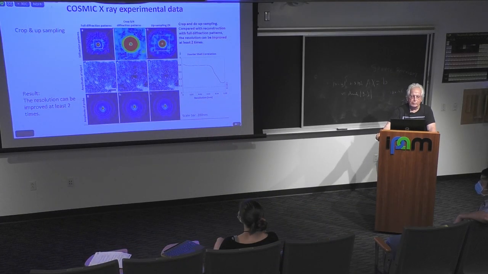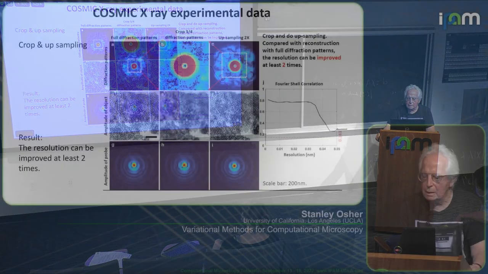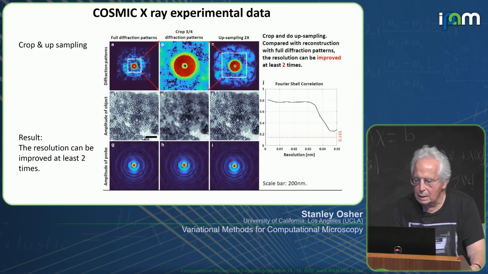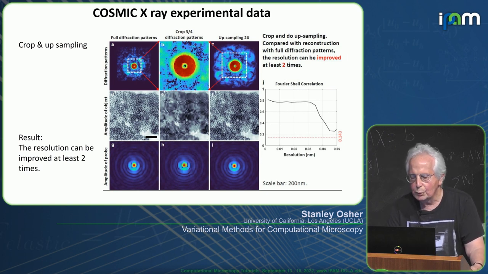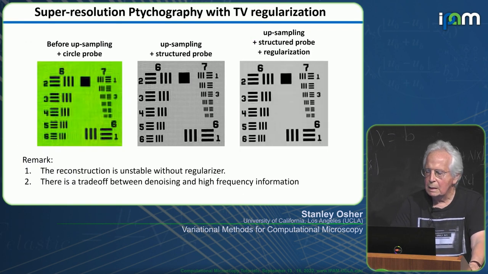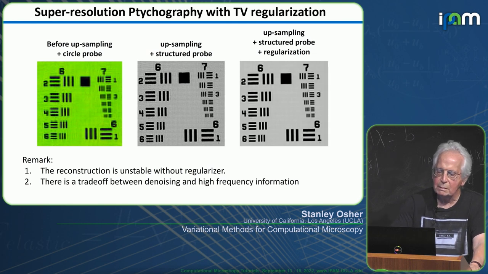Here's a cosmic X-ray experiment, real data. Crop and upsample. The top is the real diffraction pattern. And you can improve the resolution by two, crop and do upsampling. And you can see the left and the right in the middle. By upsampling twice, you really improve things. Okay. That's Fourier shell. You have your own languages over here. Fourier shell is basically L2 error squared. But anyway, okay, next.